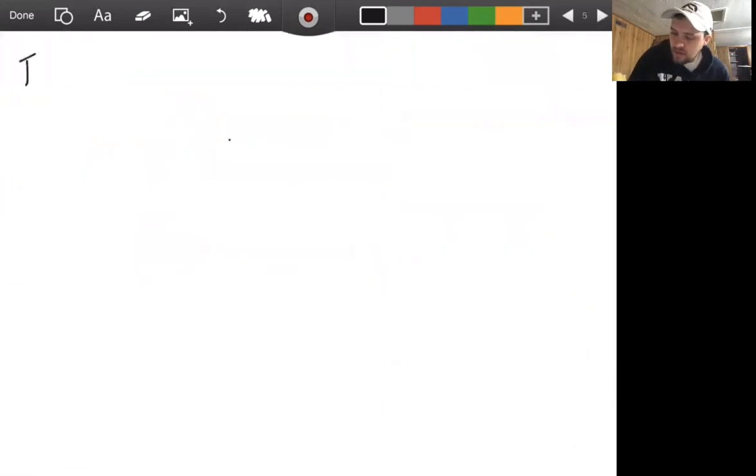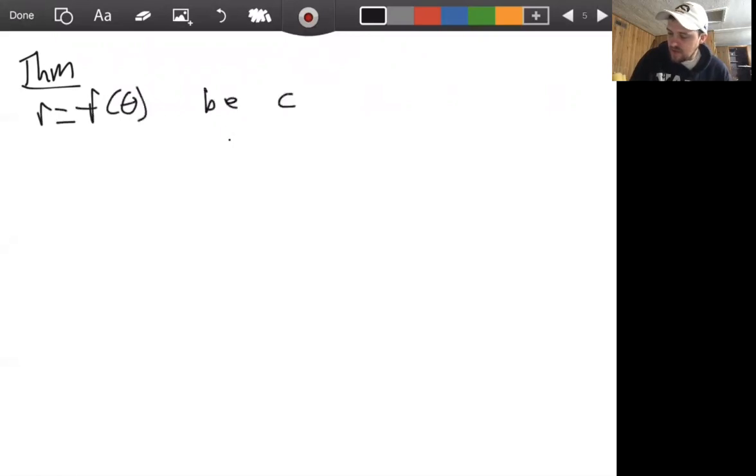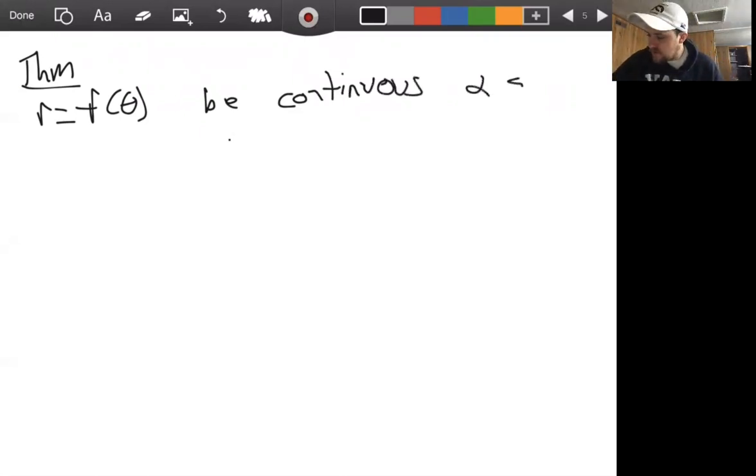Let's take a look at a theorem. So let's let r equals f of theta be continuous on the interval alpha to beta, right?